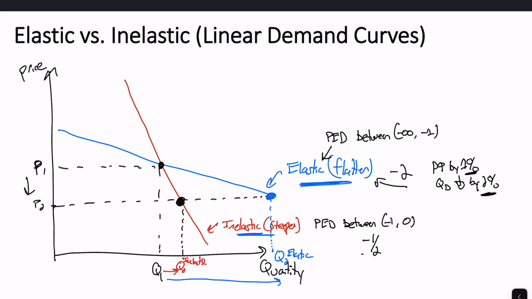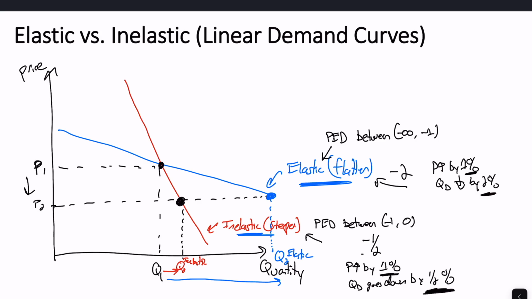For something that's inelastic, we would have a number between negative 1 and 0, so think like negative 1/2, and we could interpret that as the price goes up by 1%, quantity demanded goes down by 1/2%, or less than that 1%. So the quantity change here, 1/2, is smaller than the price change, 1, and so not very responsive. Smaller change in quantity means we're going to be inelastic here for a curve like that.